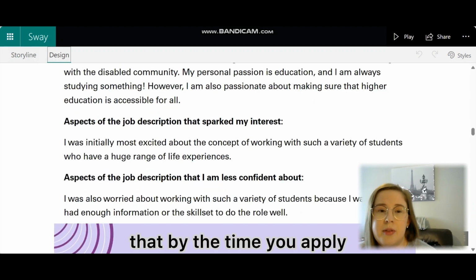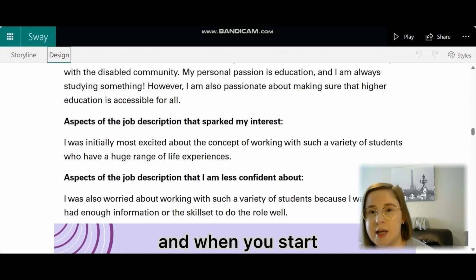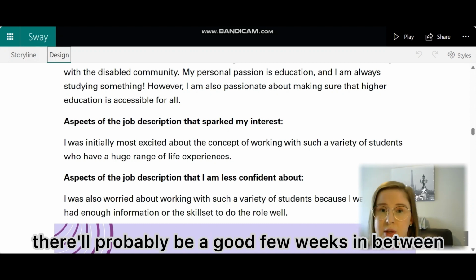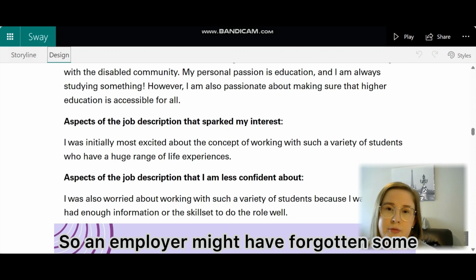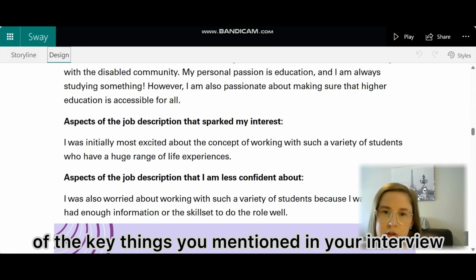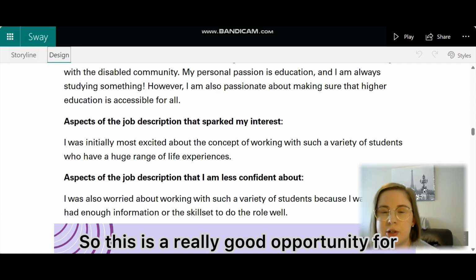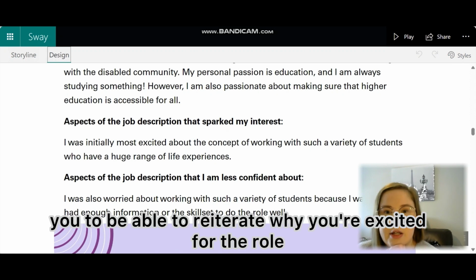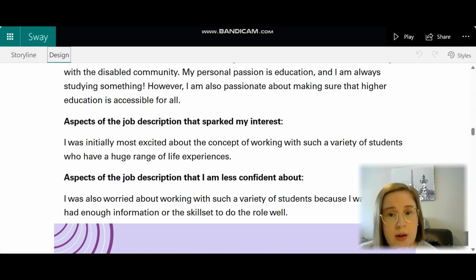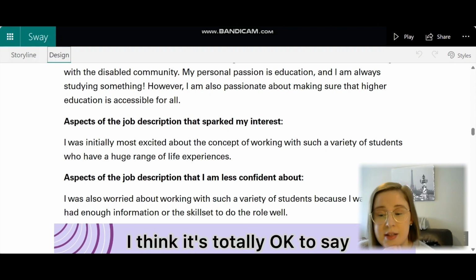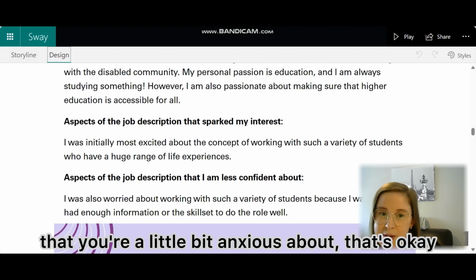It's important to remember that by the time you apply and when you start, there'll probably be a good few weeks in between. So an employer might have forgotten some of the key things you mentioned in your interview. So this is a really good opportunity for you to reiterate why you're excited for the role and potentially what you're nervous about. I think it's totally okay to say if there's an area that you're a little bit anxious about, that's okay.